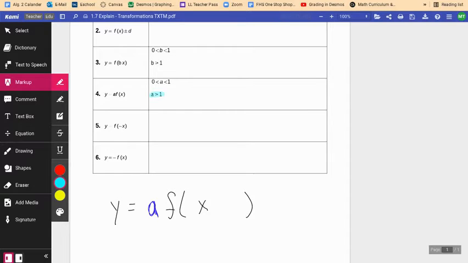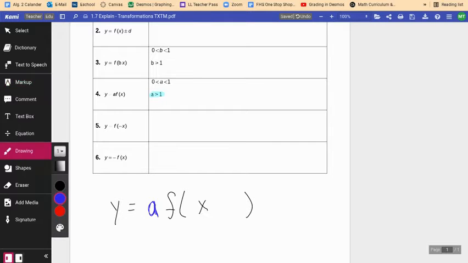A can be greater than one. A lot of times it sounds right when we say A is greater than one, but what I highlighted there is actually the mathematical way to write A is greater than one. So what happens when A is greater than one? We have what we call a vertical stretch by factor of A.